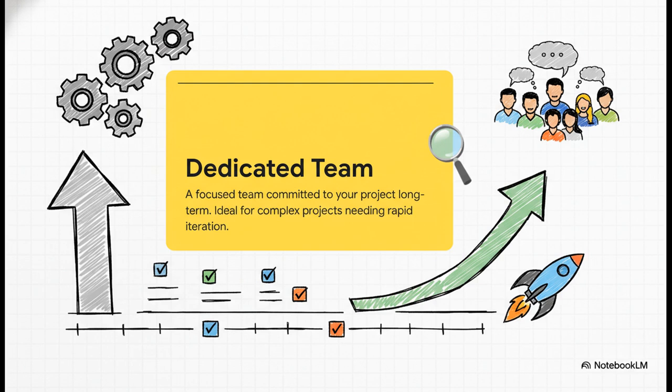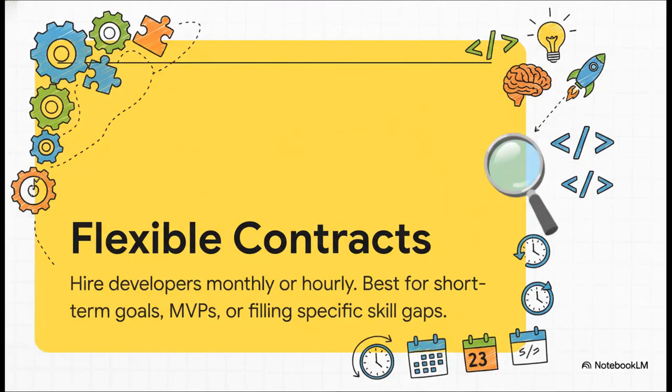It's really ideal for those large, complex products that are going to need continuous work and deep collaboration over a long period. Then you've got flexible contracts. Let's say you need an expert for just a few months to build out an MVP, or you just need to fill a specific skill gap on your current team. This model gives you that agility, letting you hire developers on a monthly or even hourly basis.